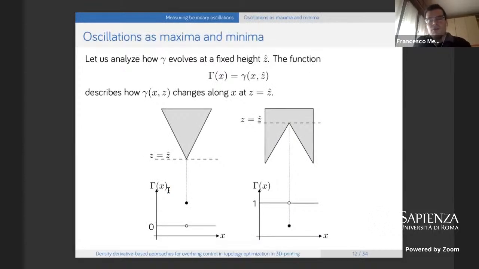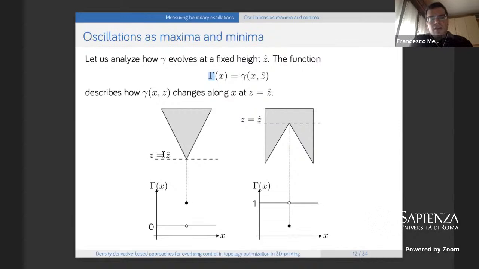And how can we do this? Well, first, we simply analyze what is the difference between a tip and a valley. In this regard, we consider the case where x is the horizontal axis and z is the vertical axis, and we analyze how our density gamma changes at a fixed height z hat. For simplicity, we also define this capital gamma of x as the density at some height z hat.